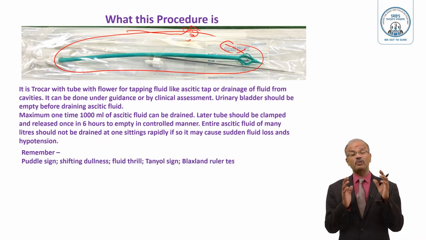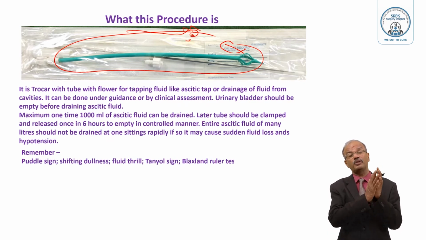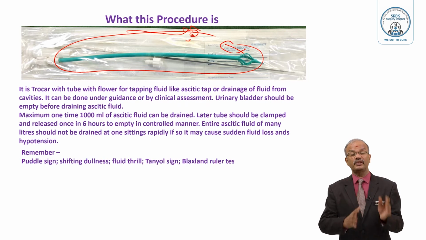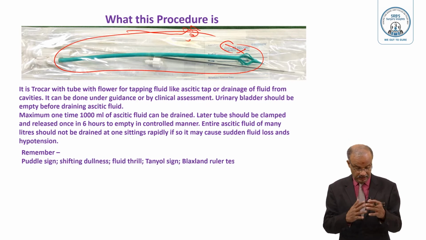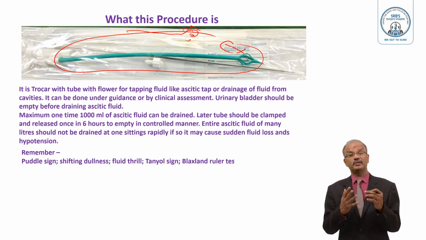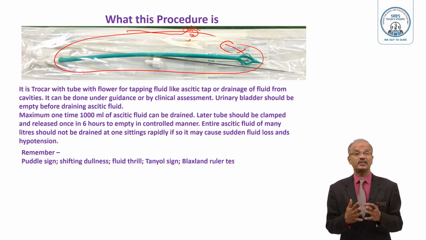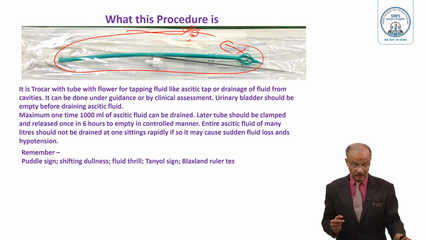So remember about the ascites. You can read my SRB's Manual of Surgery, liver chapter. Ascites, portal hypertension, everything is there in detail. Puddle sign, shifting dullness, fluid thrill, tenual sign. The umbilicus is shifted to one side in ascites, and there is the Blackstone ruler test to differentiate between an ovarian cyst and ascites. So you can read and find out what exactly these different tests are used for in ascites.